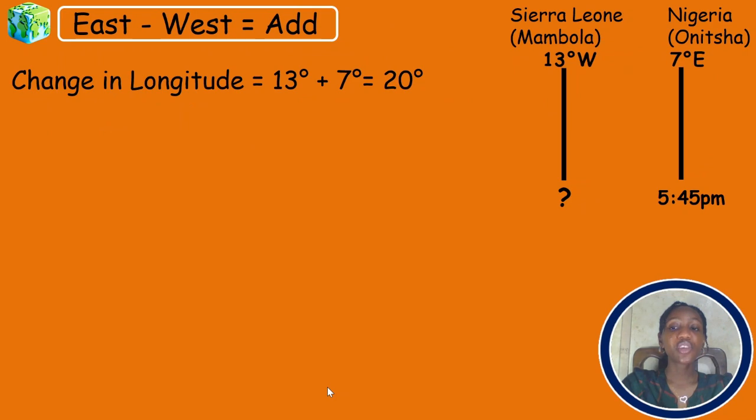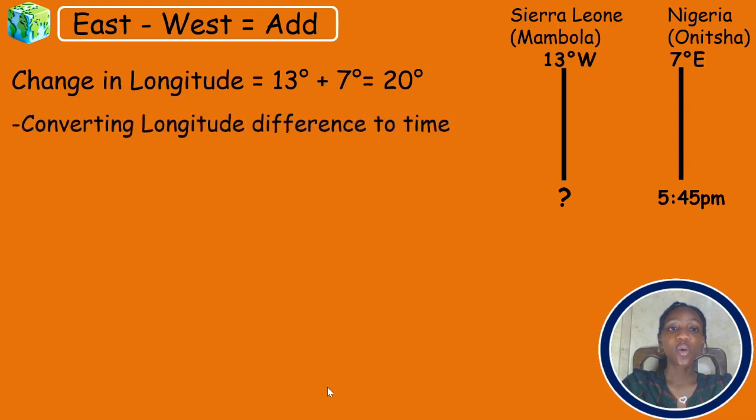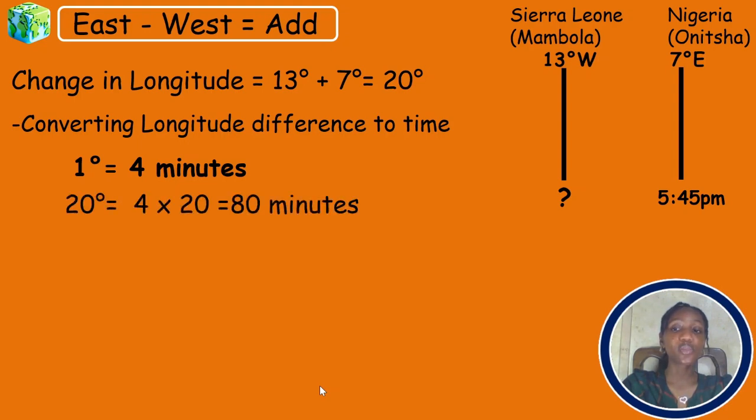So now that we've gotten a change in longitude by adding 13 and 7 degrees equals 20 degrees, the next thing to do is convert the longitude difference to time. In your theory, you don't need to write out all three key formulas as we've been doing earlier. Just the relevant one is enough for us. In this case, that would be 1 degree to 4 minutes. Now, I know that some people may be confused at my equation choice, but trust me, it's the most straightforward one. Now, the equivalent of 20 degrees will be 80 minutes, 20 times 4.